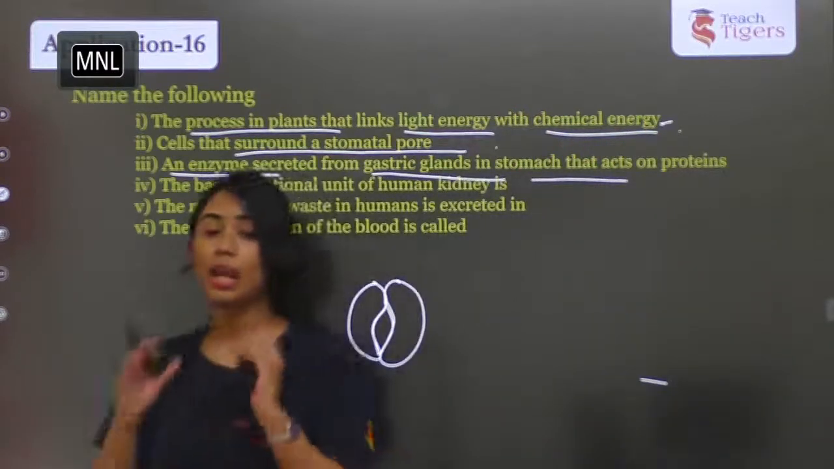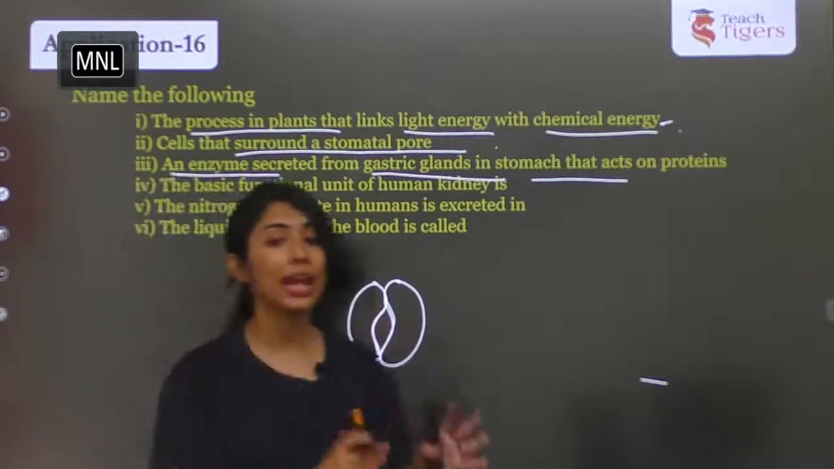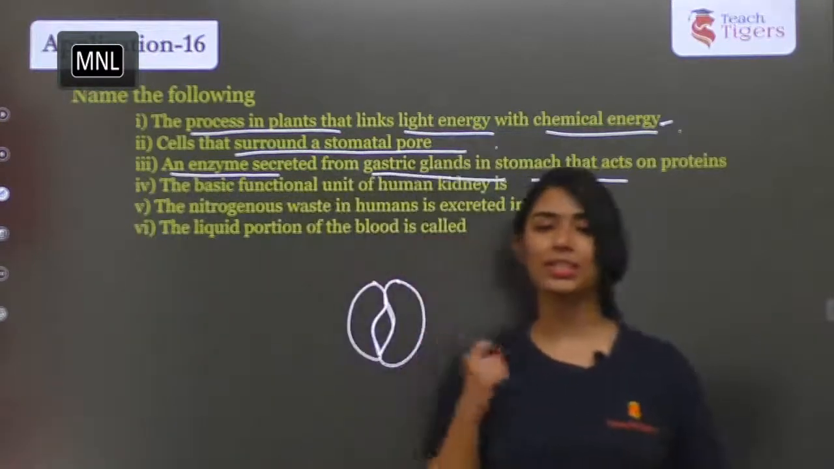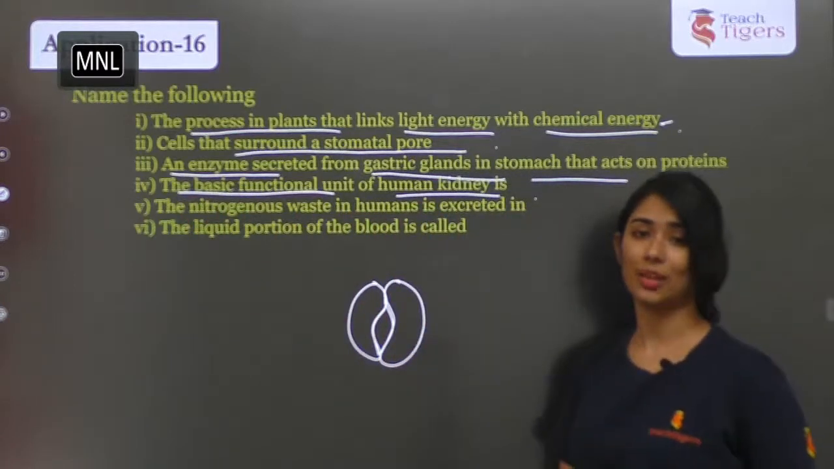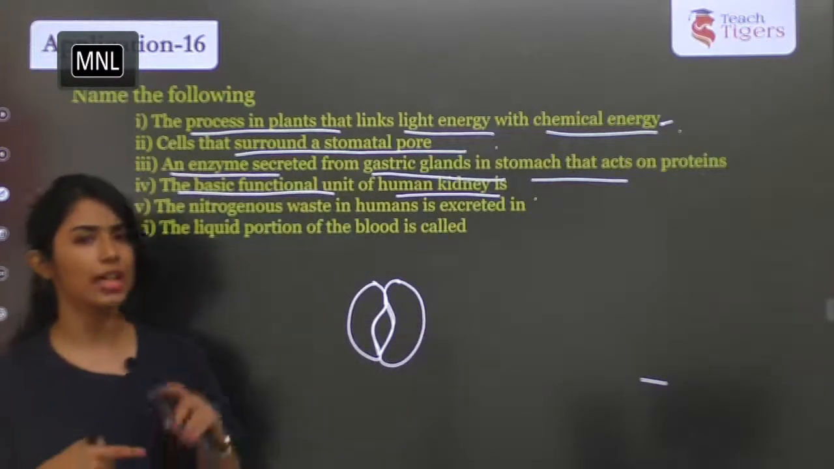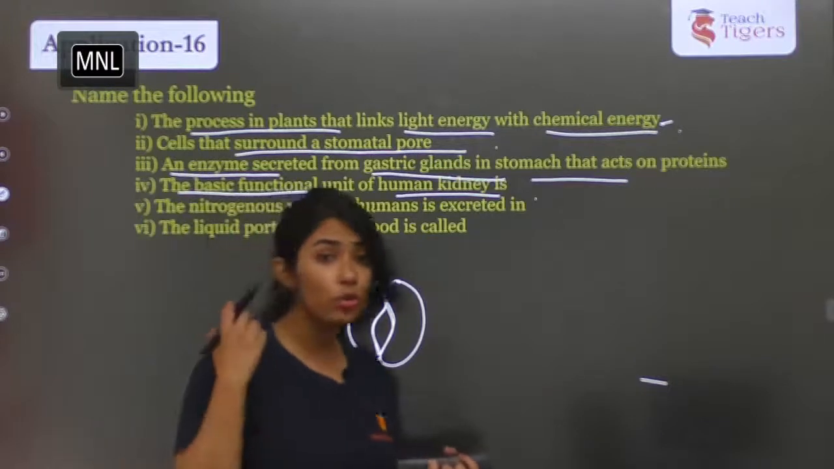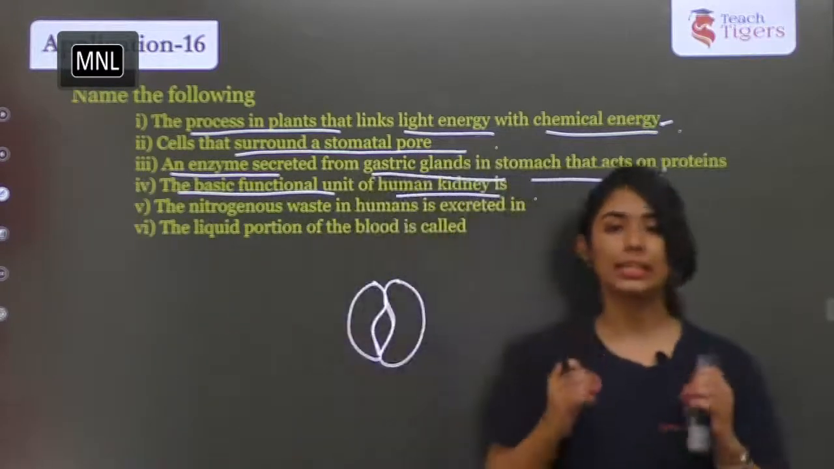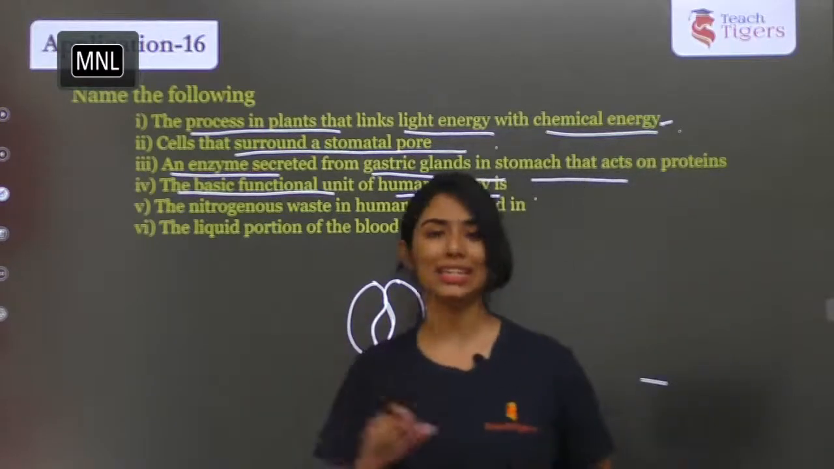So remember, the stomach secretes the enzyme pepsin, and this pepsin is responsible for the breakdown of proteins that are present in food. The basic functional unit of the human kidney is the nephron. So the nephron is the basic structural and functional unit of the kidney. It is responsible for why the kidneys are able to carry out the function of excretion. Okay, so nephrons are the filtration units of the kidneys.